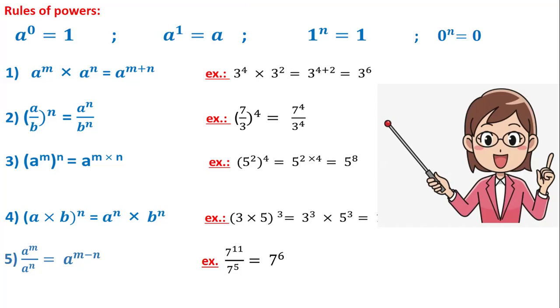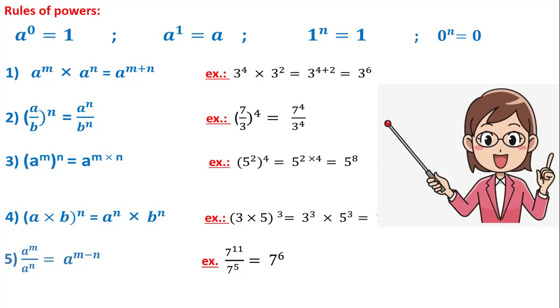Number 4, multiplication of bases having same exponent. We multiply the bases and we keep the exponent. a times b, all of it to the power n, is equal to a to the power n times b to the power n. 3 times 5, all of it cubed, is equal to 3 cubed times 5 cubed, which is equal to 15 cubed.